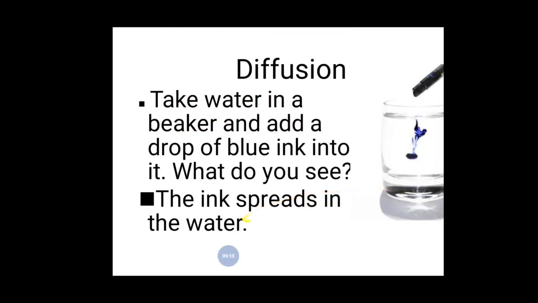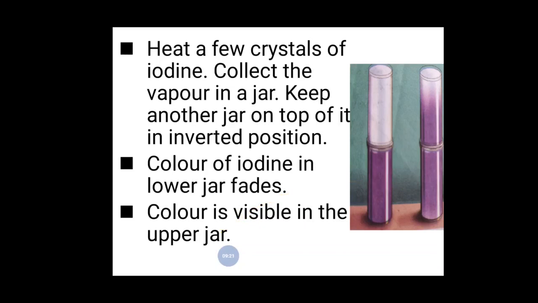See, you have two experiments here. In the first, you are taking water in a beaker and adding a drop of blue ink into it. You can see that the ink spreads in water. The second experiment is, you are heating iodine and iodine turns into vapor. If you collect this vapor in a jar and keep another jar on top of it in inverted position, you can see that this iodine vapor diffuses into the air in the upper jar, right?